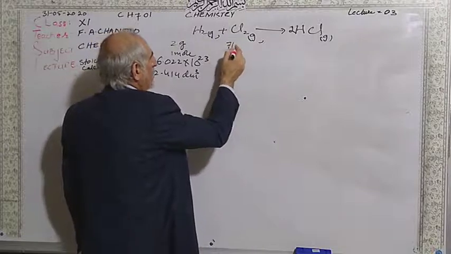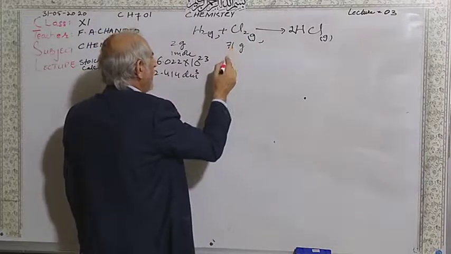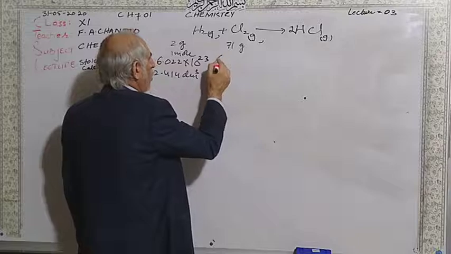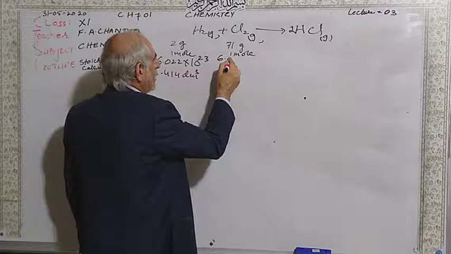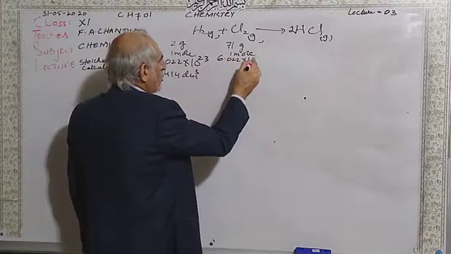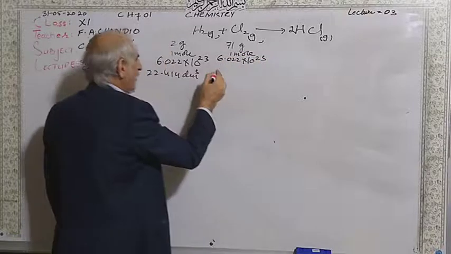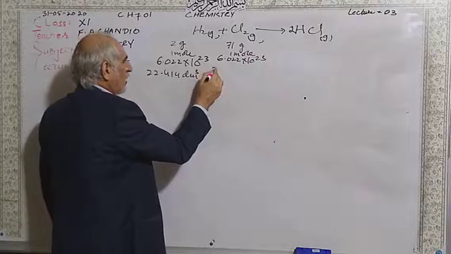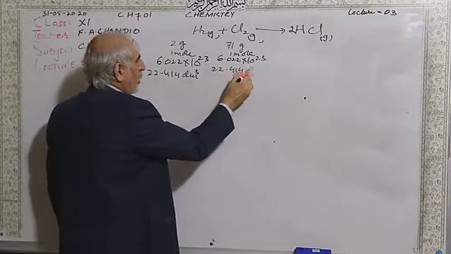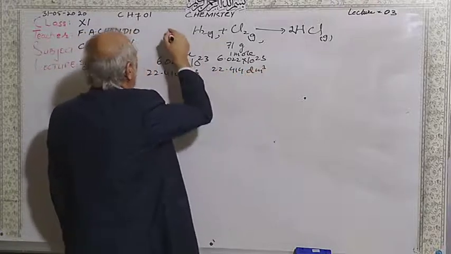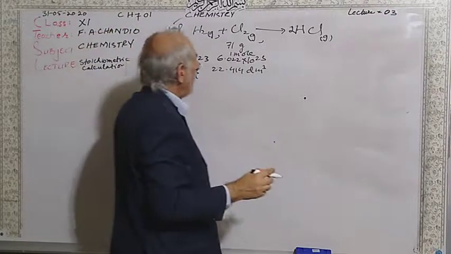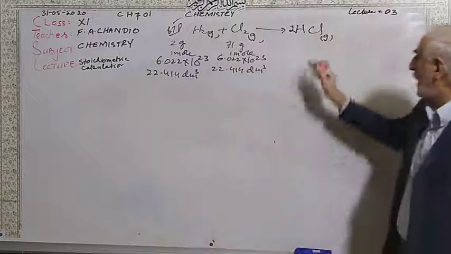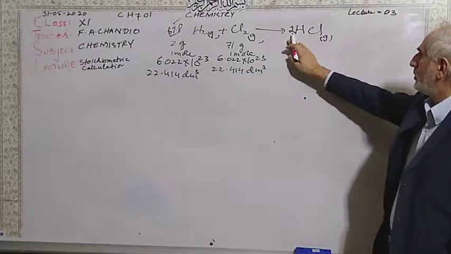35.571 grams of chlorine gas is 1 mole of chlorine gas, and 6.022 times 10 raised to power 23 molecules of chlorine gas should occupy 22.414 decimeter cube at STP. But on the product side, you are finding 2 moles.